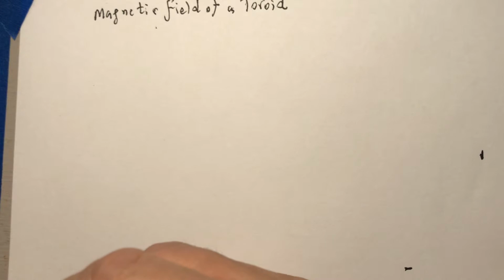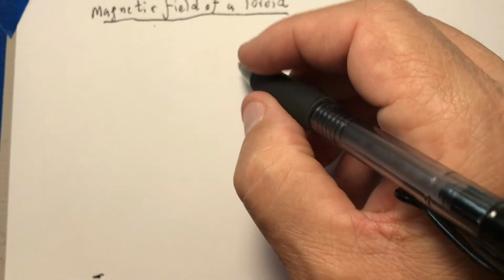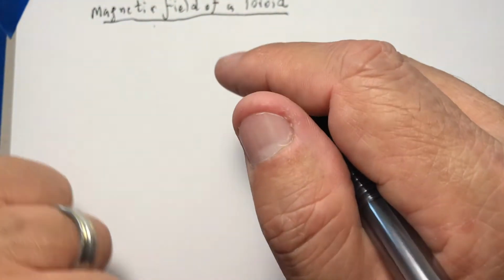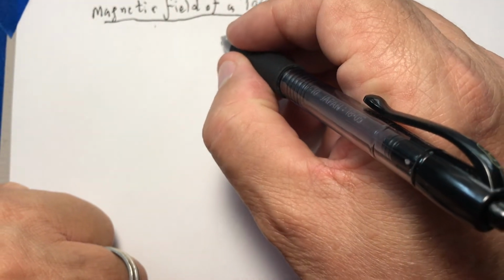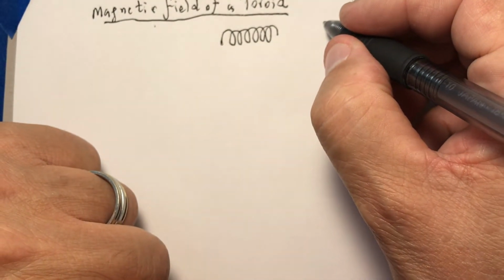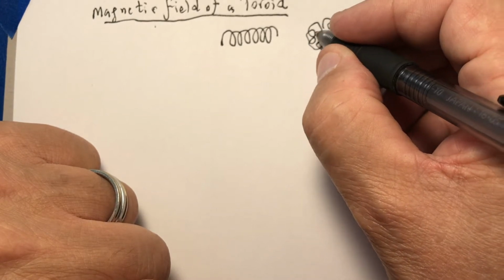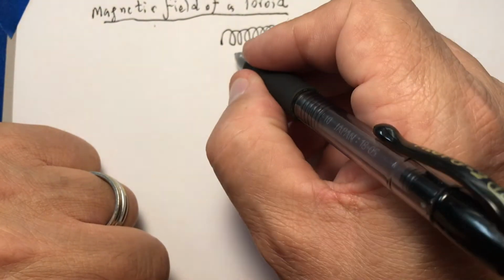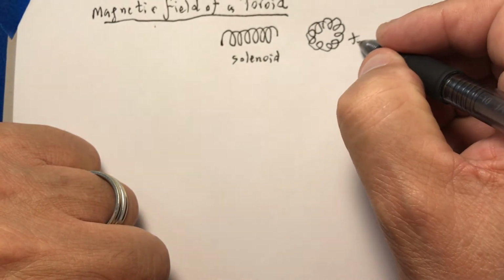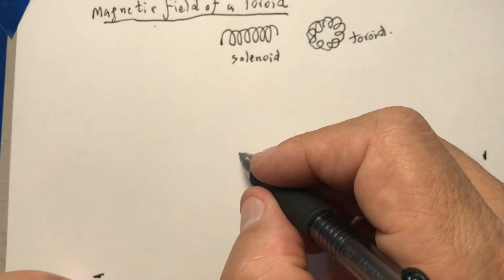Now we're going to study the magnetic field of a toroid. Magnetic field of a toroid. So we need to draw a toroid. It's like a solenoid that you bend over. So you have a solenoid like this, and then you bend it. So you get something like this. So this is a solenoid. This is a toroid. Let me make a big one here.